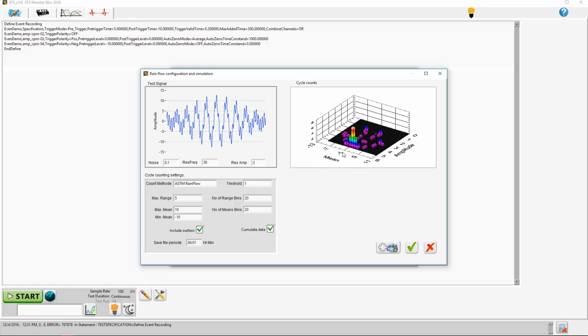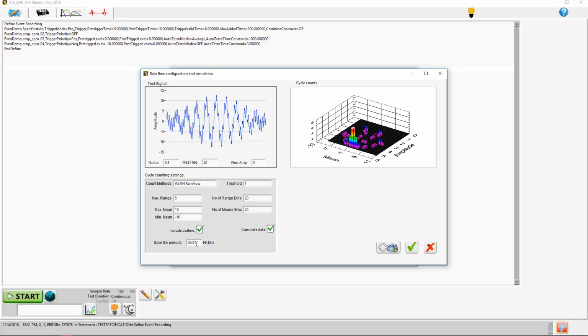We still have the main cycles, but we have a high cycle count where the resonance frequency was. Please study this page in detail, because it is quite difficult to understand exactly how rainflow responds. We will go with these settings.